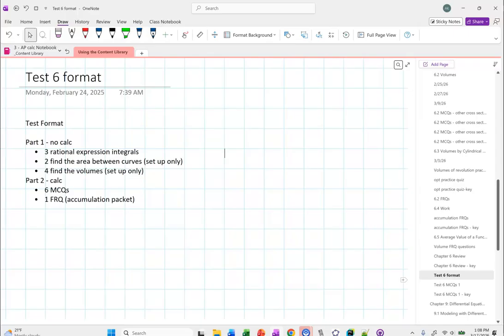Much like the take-home piece for the volume questions on part 1 of the test, because it's no calculator, I'll give you a picture much like I did here. I give you a picture of the functions and how they're intersecting or whatever, so you don't have to try to graph it by hand, because that's just a big time suck. So I'll give you a picture much like I did on this take-home piece.